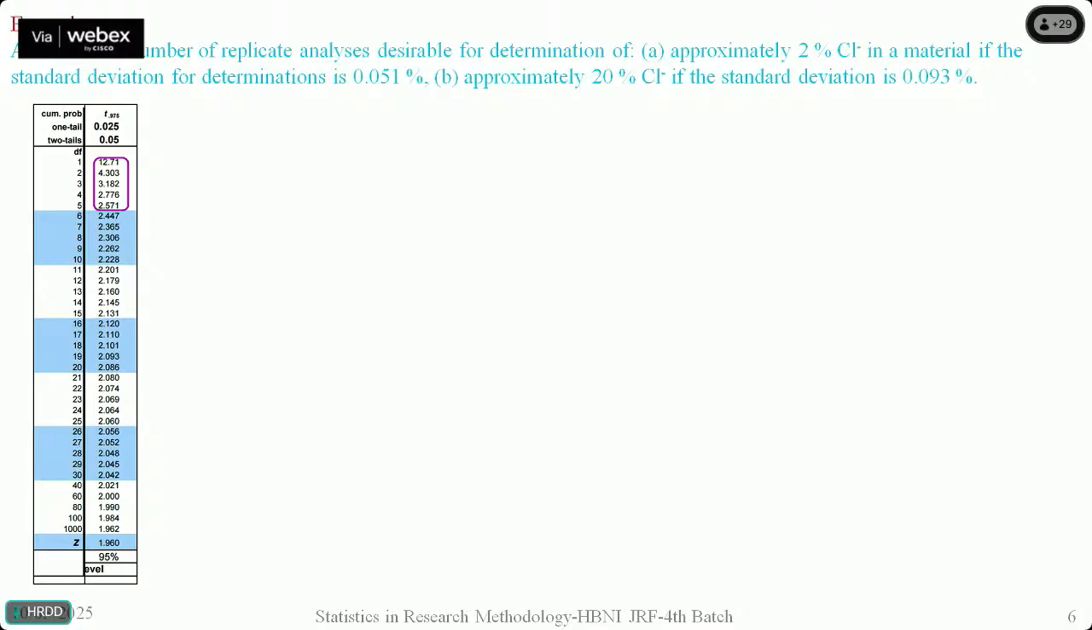And for the first part, the X bar is 2%, and T, for example, for 1 degree of freedom, is 12.71, and the standard deviation is 0.051. Okay, and that T into S will be your confidence interval on either side, isn't it? Then you multiply with 100, divide by the 2 value, that actual value, that will be a reliability interval. Reliability interval. That is another term. Normalization procedure, because I am sitting at two different points.